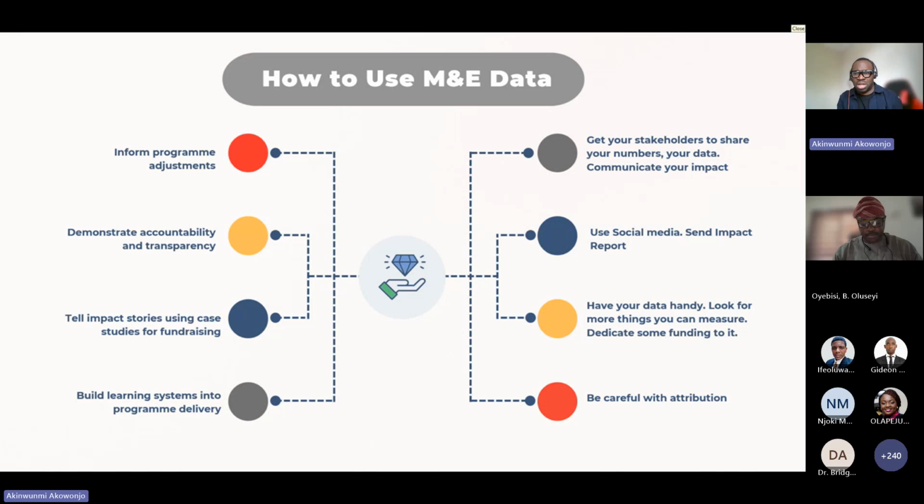Tell very good impact stories. Tell very good case studies. Put out your case studies there. Use social media to put out the kind of results that you have. If you have some extra funding, put together an impact report, either for a program or for your organization, and share it out there.